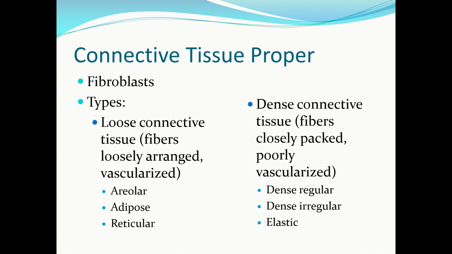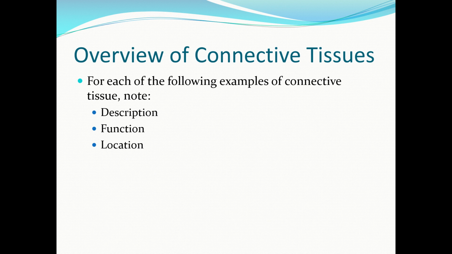The major types of connective tissue will be connective tissue proper, structural connective tissue, and fluid connective tissue. So with connective tissue proper, there are two major types, loose and dense. Loose connective tissue will have fibers loosely arranged, and this will be a highly vascularized tissue. It includes areolar, adipose, and reticular. Dense connective tissue will have fibers that are closely packed together and will be poorly vascularized. There will not be a lot of blood flow. And this includes dense regular, dense irregular, and elastic.